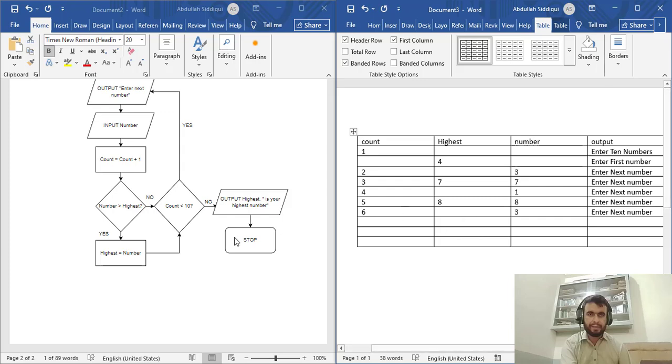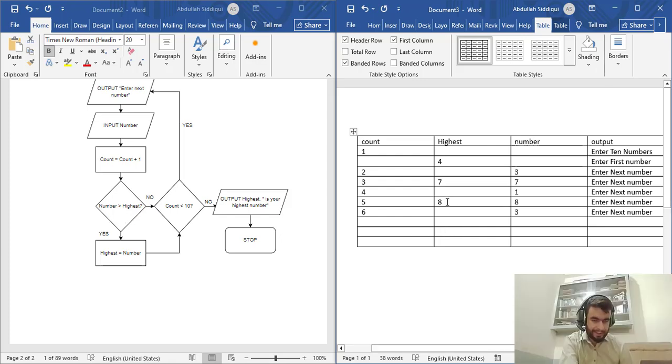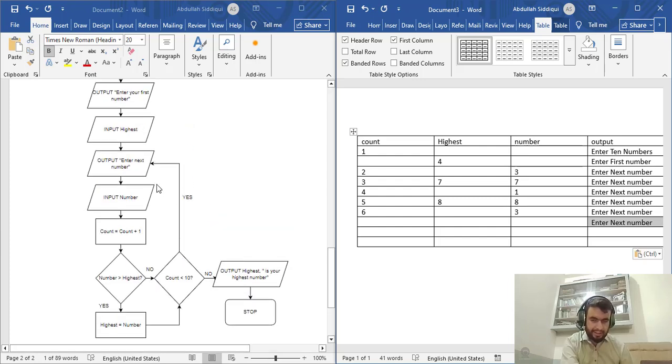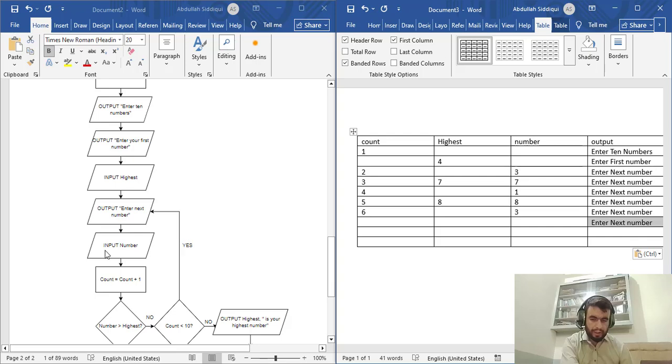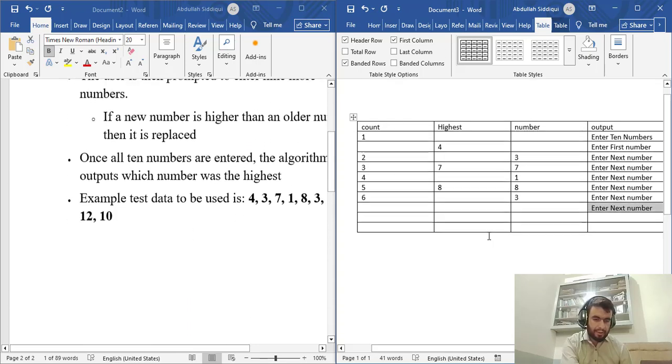Now, is the number greater than highest? No. In case of no, we have to write nothing. The count is less than 10, so we output enter the next number, which I have done. Now we are going to take the input next number. What is the input? The input is 12.